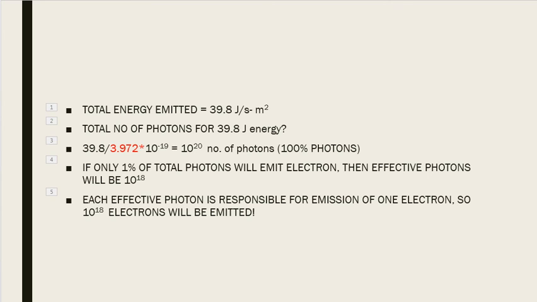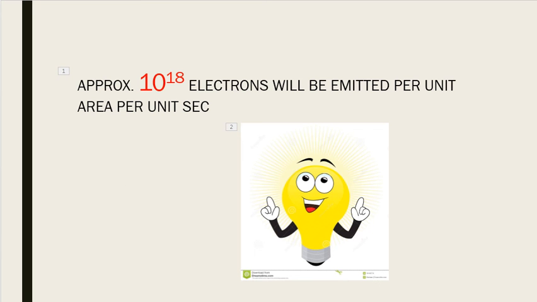Let's call this an effective photon, which is responsible for the emission of an electron. So each photon will be responsible for the emission of one electron. Therefore 10 raised to 18 photons will help 10 raised to 18 electrons to be emitted from the surface. So we have our answer, that is 10 raised to 18 electrons will be emitted per unit time, per second, from this metal surface.